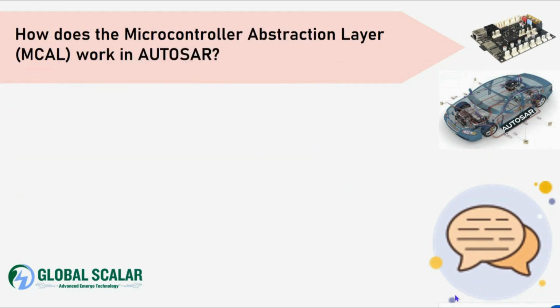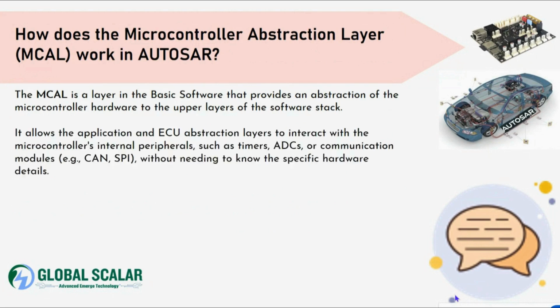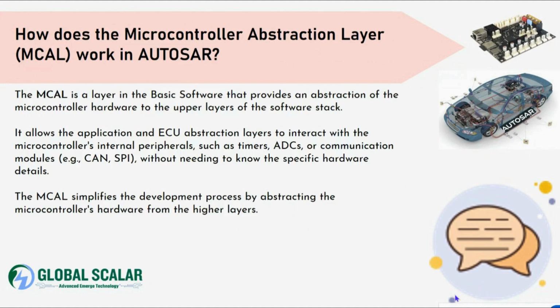How does the microcontroller abstraction layer work in AUTOSAR? MCAL is a layer in the base software that provides abstraction of the microcontroller hardware to the upper layers of the software stack. It allows the application and ECU abstraction layer to interact with the microcontroller's internal peripherals such as a timer, ADC, and communication module without needing to know the specific hardware details. MCAL simplifies the development process by abstracting the microcontroller's hardware from the higher layers.